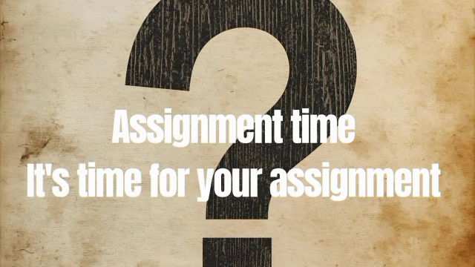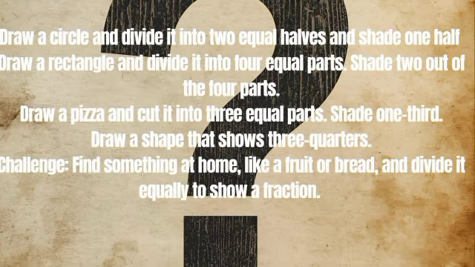Assignment time. Now it's time for your assignment. Take your notebook and try these. Draw a circle and divide it into 2 equal halves. Shade 1/2. Draw a rectangle and divide it into 4 equal parts. Shade 2 out of the 4 parts.